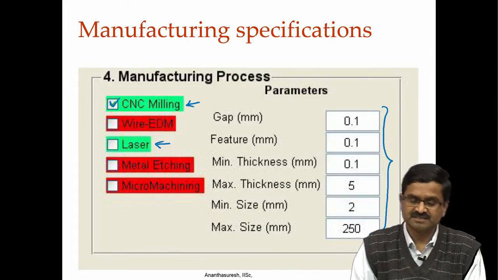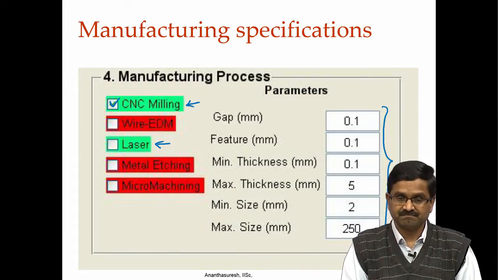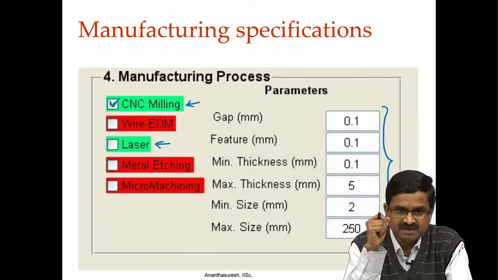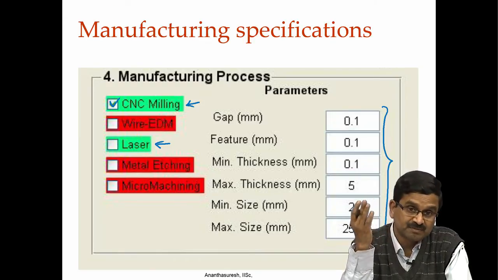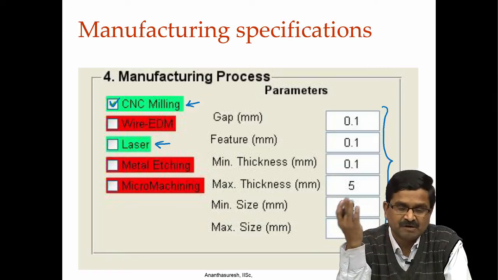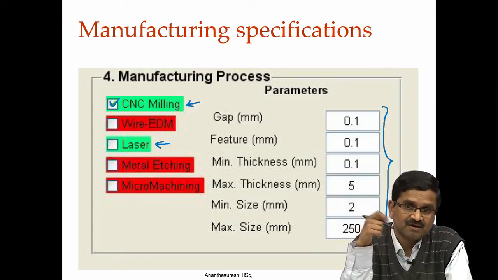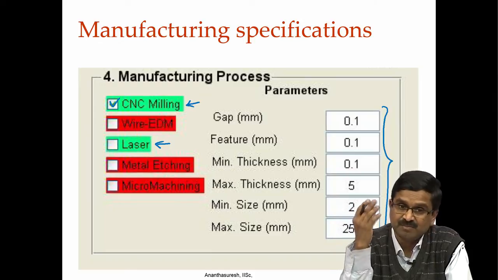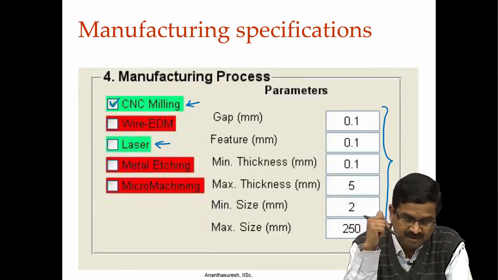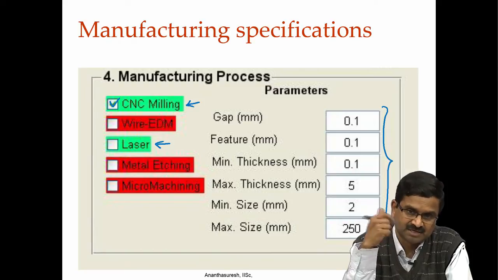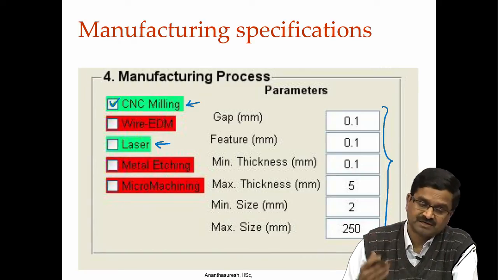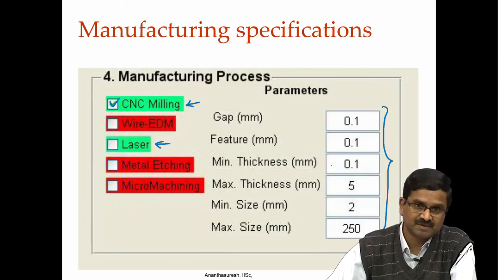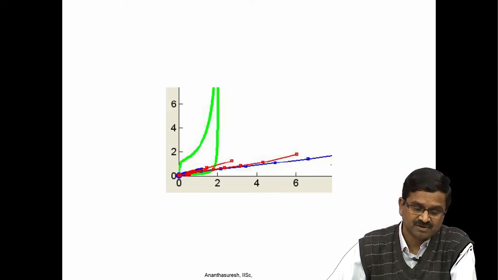In this particular case the gap, minimum gap that can be done, minimum features that can be done, minimum thickness that process allows, maximum thickness also, because silicon in micromechanisms will not allow very thick structures. There is a max thickness also, just as there will be min always, and minimum size and maximum size depending on what process you are using. You can enter all those manufacturing process parameters and then try to change them.